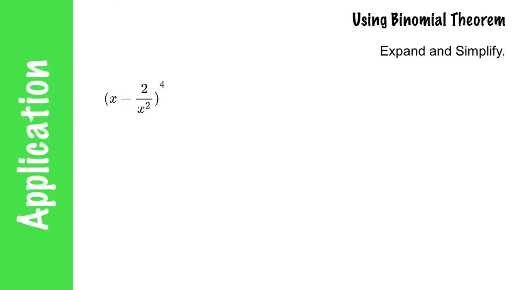And now we'll turn to the binomial theorem to expand and simplify. So we have the summation sign. We're starting at 4 and we're going all the way down to 0. So it's 4 choose r. And the first term starts at 4. And the second term is going to start at 0.